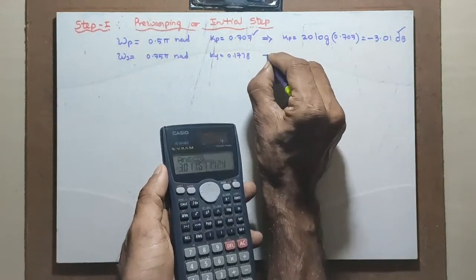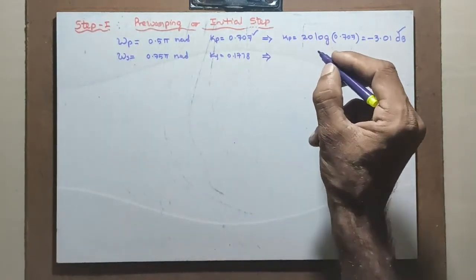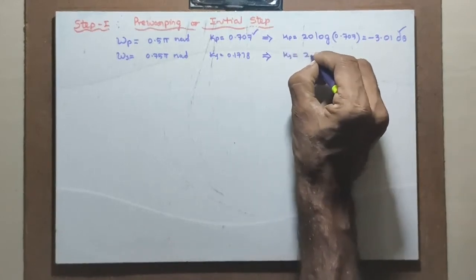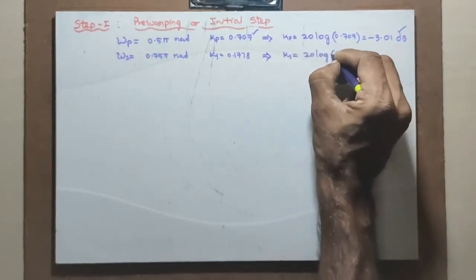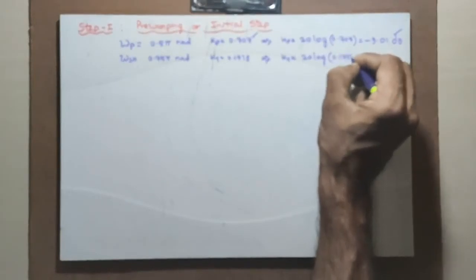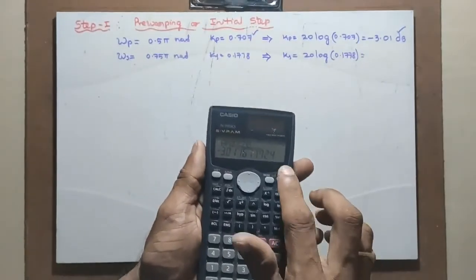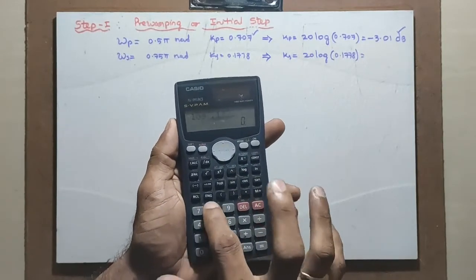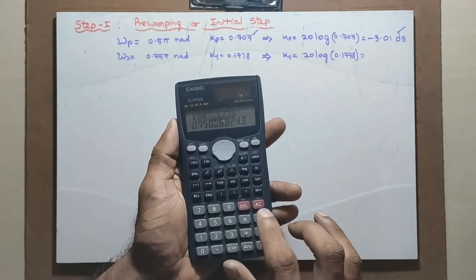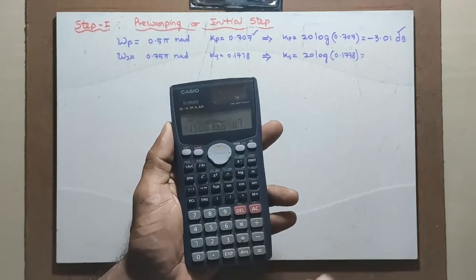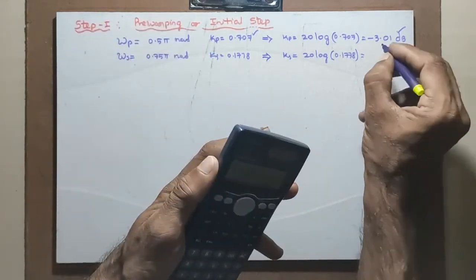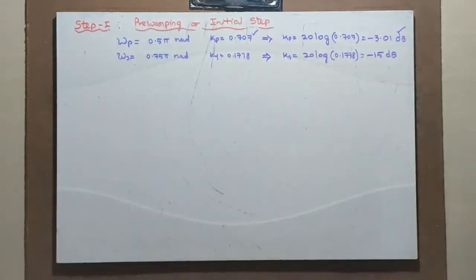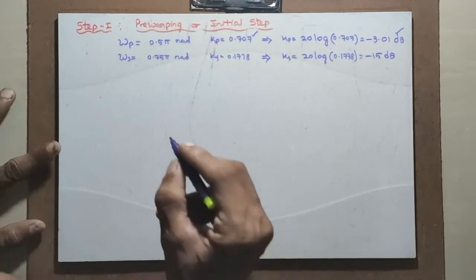Similarly, Ks is also given as a magnitude, 0.1778. How to find the Ks value? I shall apply 20 log of the value given: 20 log of 0.1778 is equal to minus 15, so Ks is minus 15 decibels. Now I have got these values. Now I have to do pre-warping.